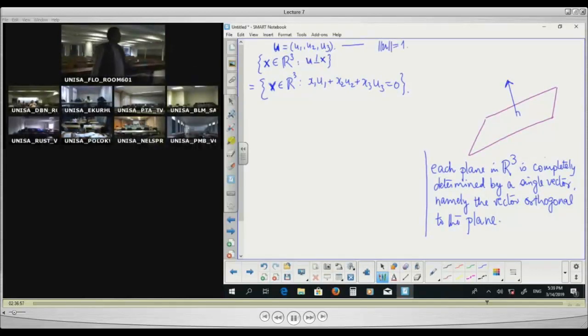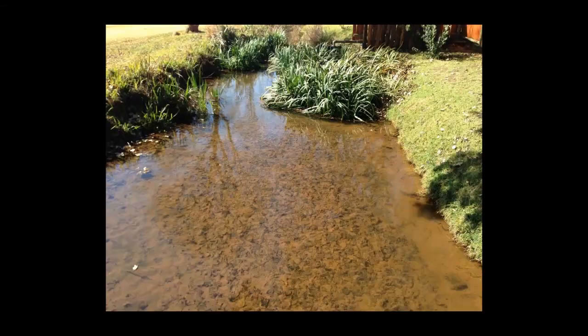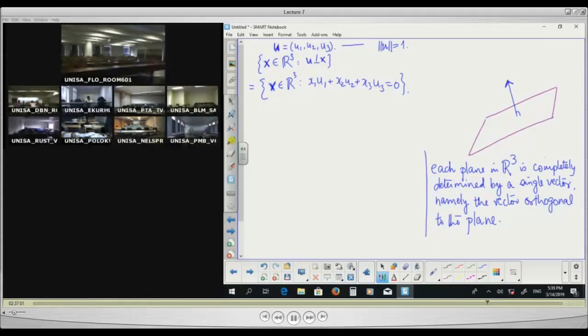So, the equation of the plane is completely determined by a single vector, and that is the normal. We call that the normal vector, the vector normal to the plane or orthogonal to the plane.